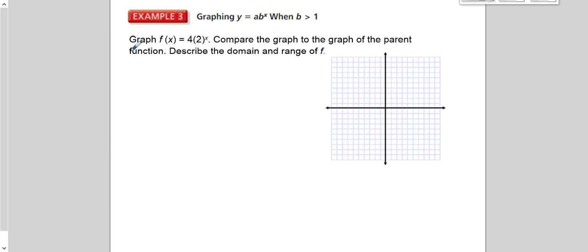Graph f of x equals 4 times 2 to the x power. Compare the graph to the graph of the parent function. Okay, so the parent function of this, we haven't talked about parent functions very much. The parent function of this would be 2 to the x.